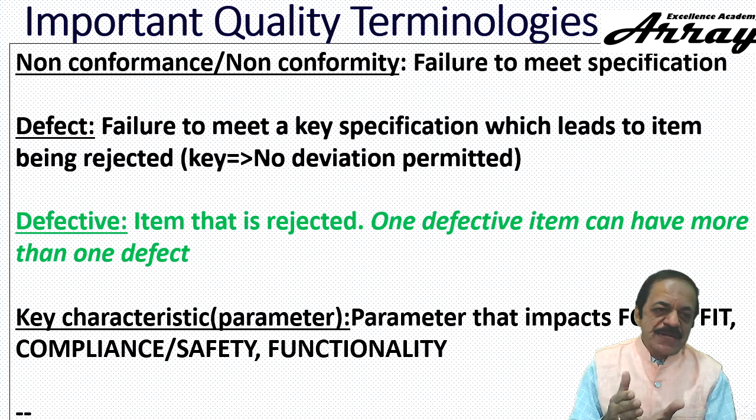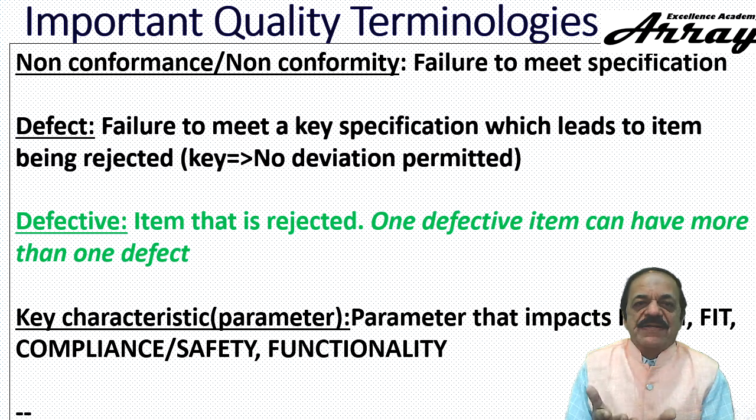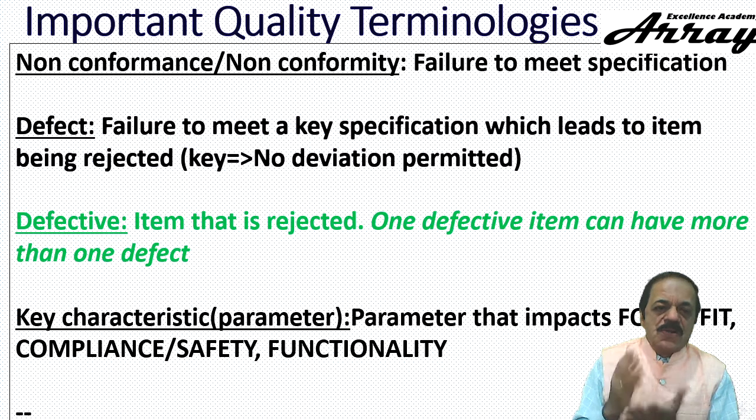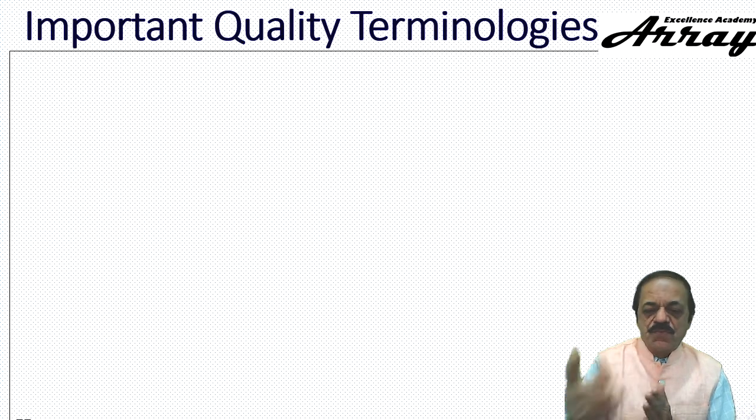So we understood now deviations in general parameters can be tolerated, but deviations in key characteristics can never be tolerated. Any failure in key characteristics becomes a defect. Any failure in non-key characteristic areas becomes a non-conformance. Hope this is very clear to us. Now we will move forward.